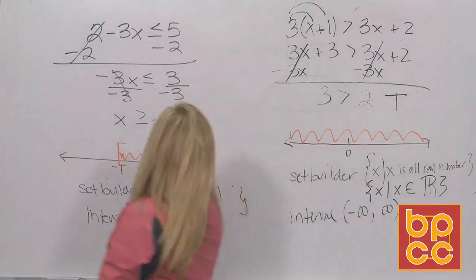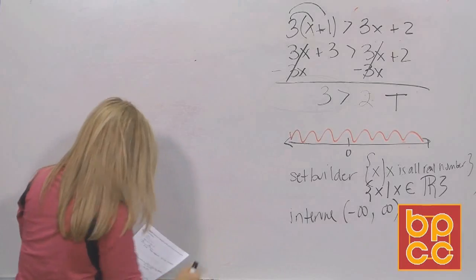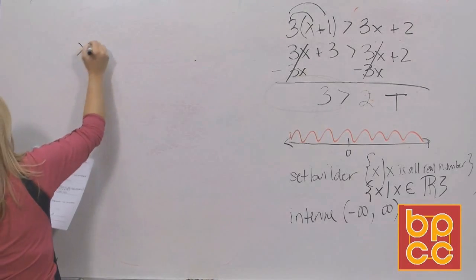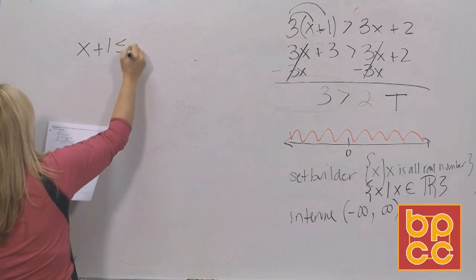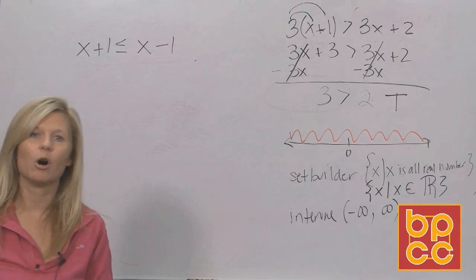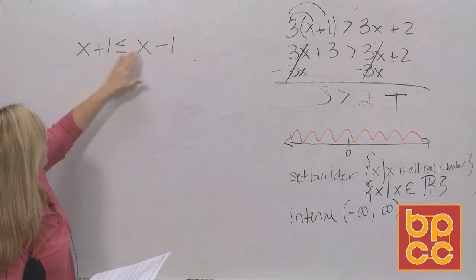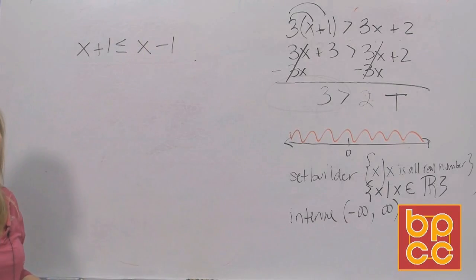All righty, I think we have one more in this section, so let's look at our last inequality here. It is x plus 1 less than or equal to x minus 1. So it is an inequality. You know there's going to be more than one answer. It's linear. It's still x to the first power. So we still solve it the same way.